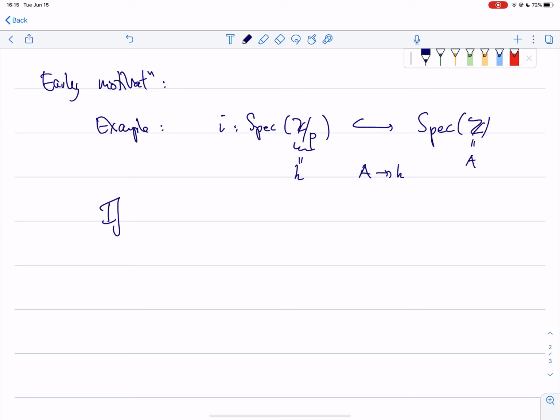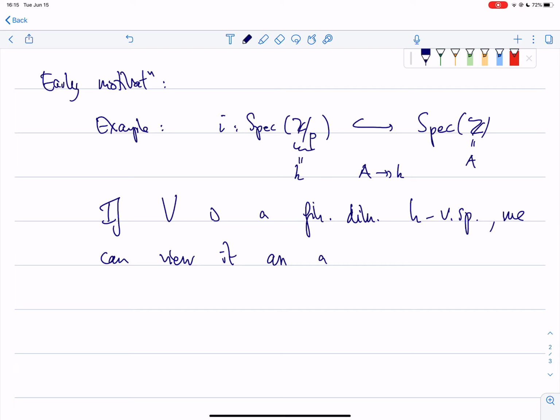So if V is a finite dimensional K vector space, you can view it as an A module. Okay, so it's just V again, but then A acts via this map. You see, I want to know how A acts on V. Well, just project it down in K and then let it act. Okay, and the notation will be I lower star V.